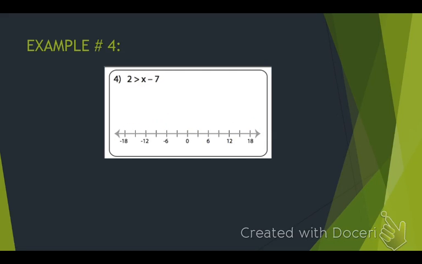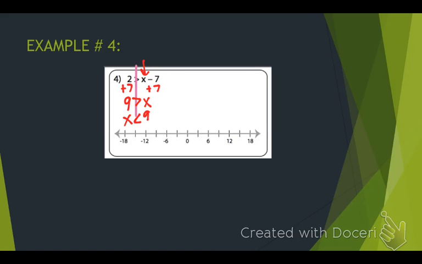Last one. We have 2 is greater than x minus 7. Once again, it's on the wrong side. Man, there's a lot of these today. What we need to do is draw a line down the center, and we need to do the opposite operation, which is going to be plus 7. Plus 7, that gives us 9 is greater than x. We need to flip it, so we flip all things. X is going to be less than 9.